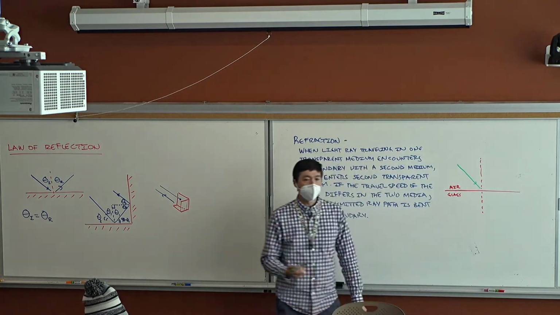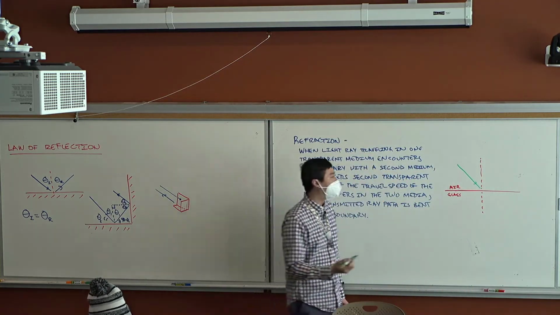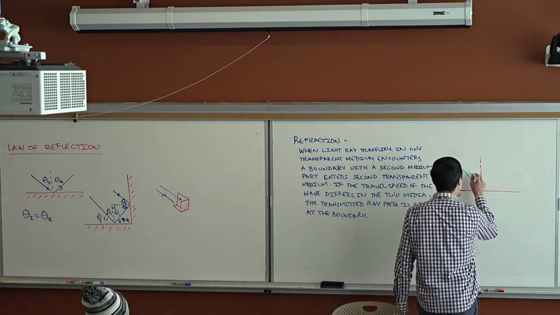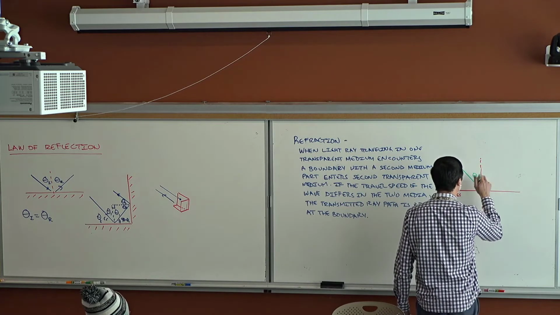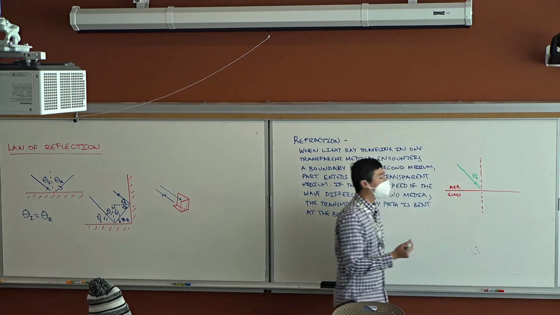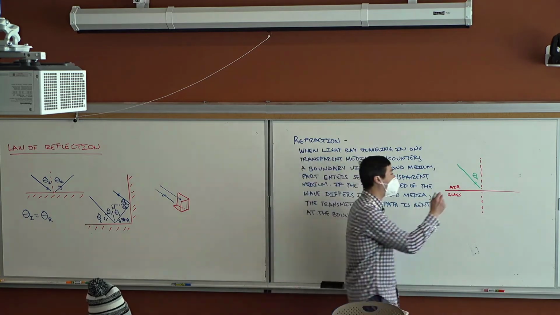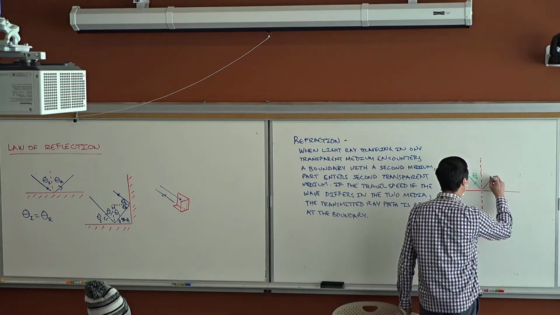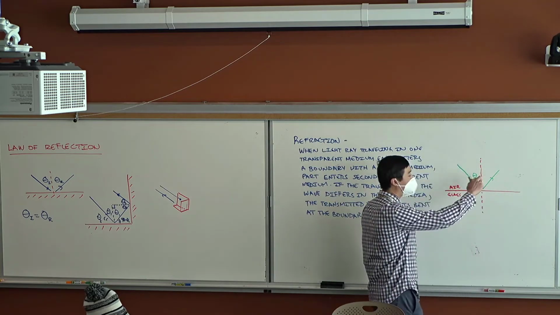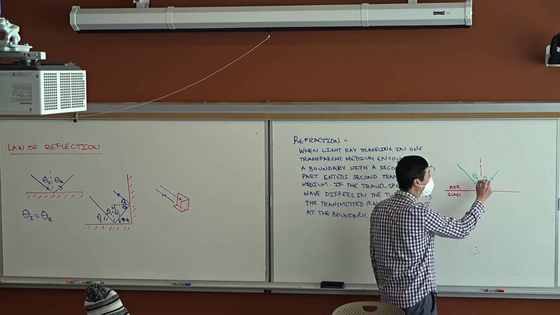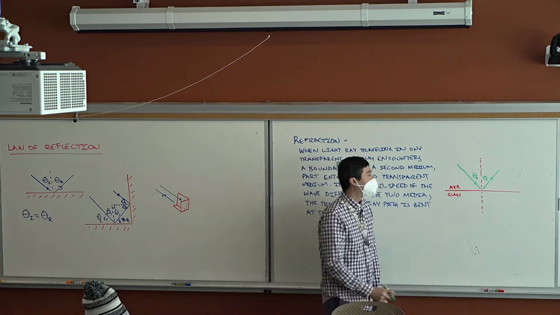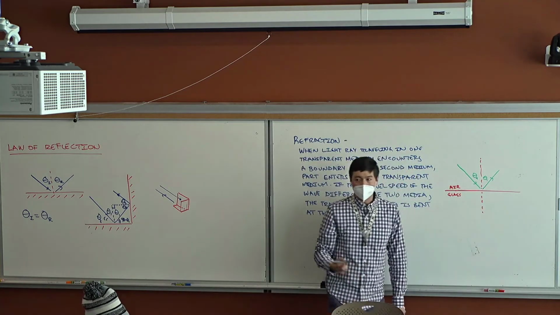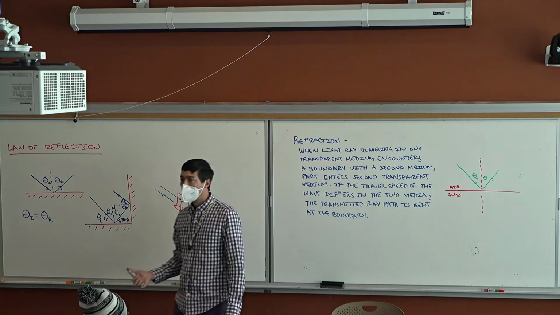So we just talked about reflection, where I'll call this theta 1, where some of the ray stays in the original medium and it reflects with an angle equal to the incident angle.